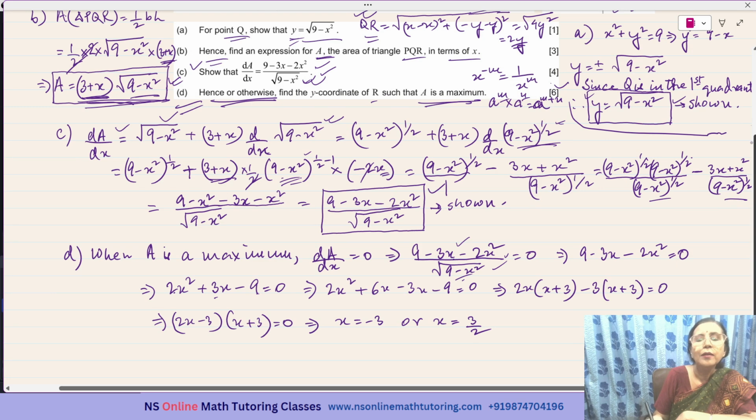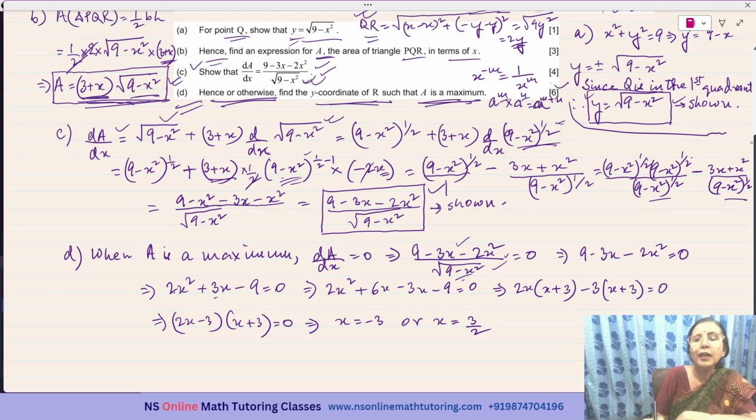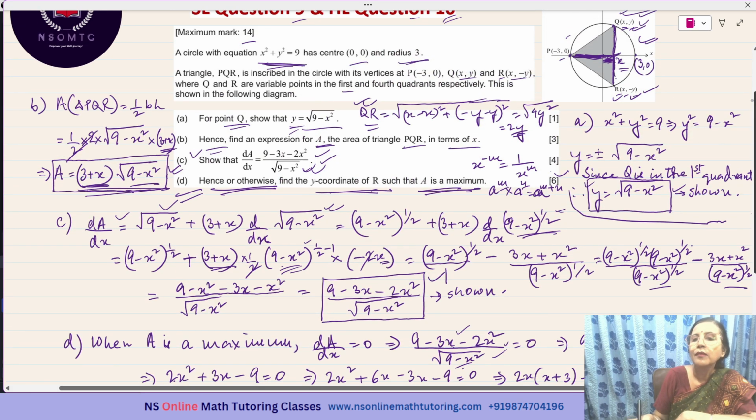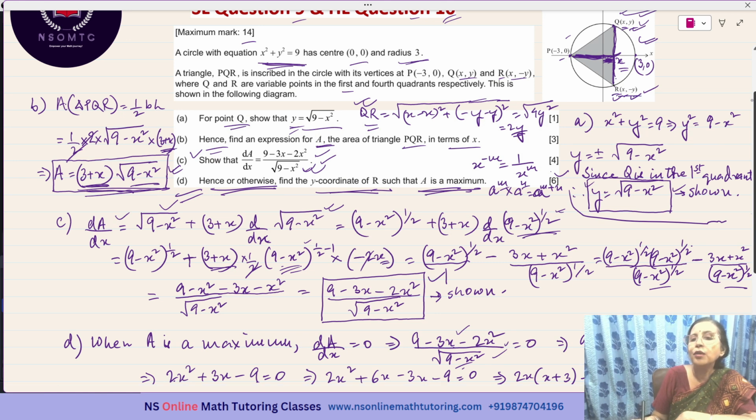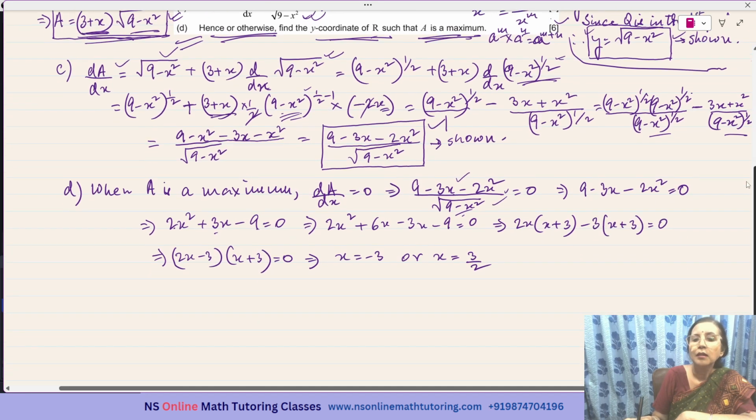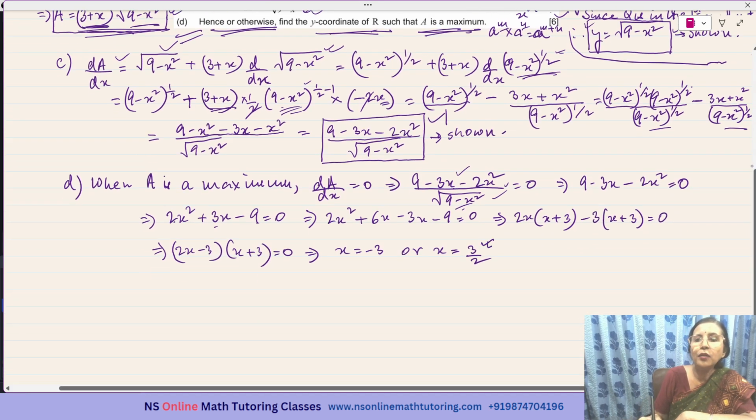Now what is the question? Y coordinate of R such that A is a maximum. So we are seeing that R is having these coordinates x comma negative y, and x is a positive number because it is on the right side of y axis. So x is a positive number. Okay. So we have to take x as 3 over 2. We cannot take x as negative 3.